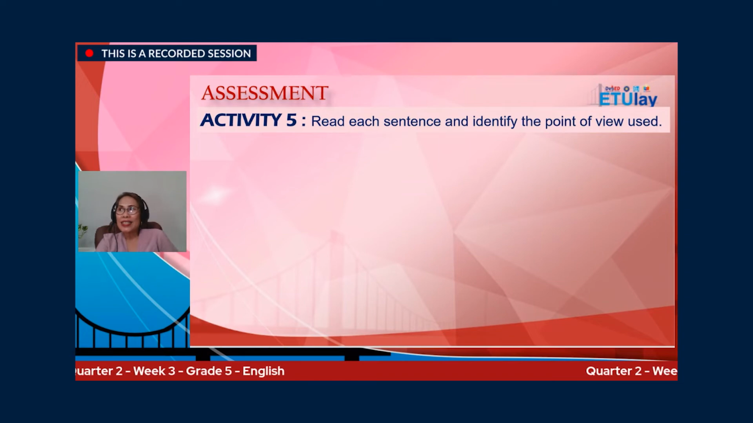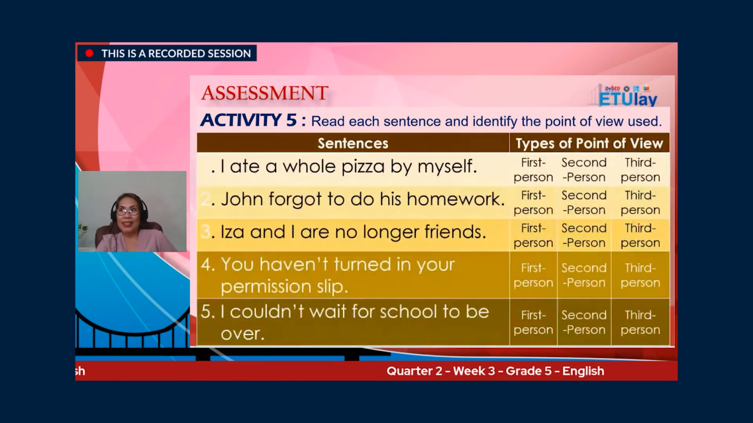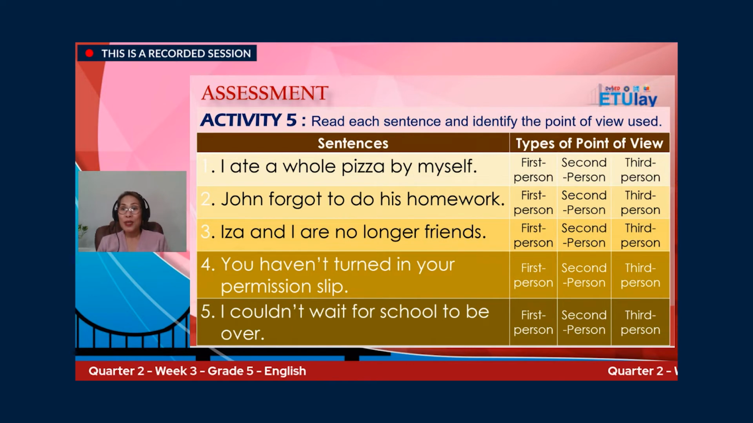Read each sentence and identify the point of view used. Let's have this. So we have 5 sentences, and you're going to identify the point of view. You can do this easily because we already have talked about this and discussed about this, and I have given you some examples and also clues. So let's have number 1.